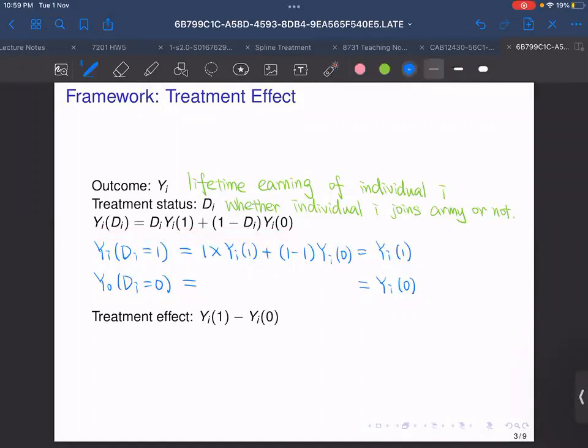All right. So the treatment effect here is yi1 minus yi0. So the individual's lifetime income when he actually joins the army minus individual i's lifetime income when he doesn't join the army. This difference is the treatment effect, and it depends on individual i. So the difficulty in estimating this treatment effect is that these two variables are not simultaneously observable. You can only observe one of them, right?